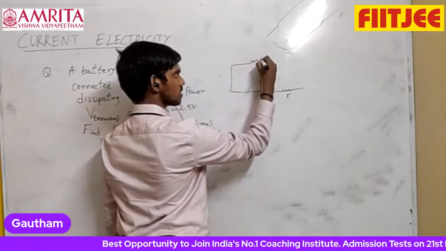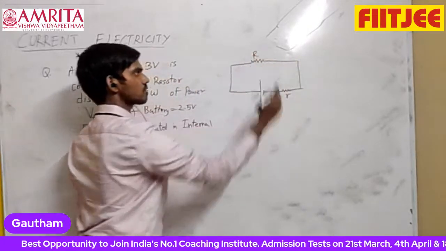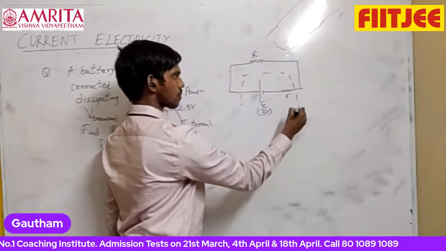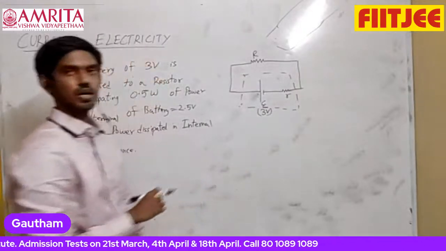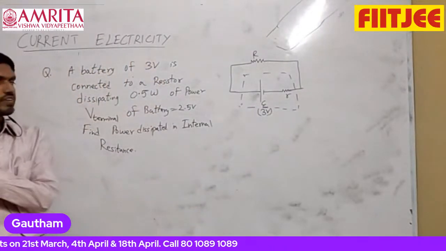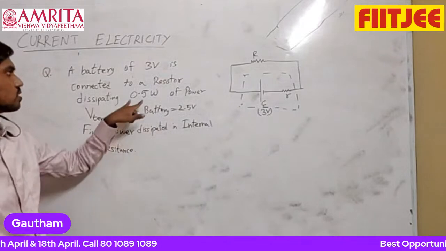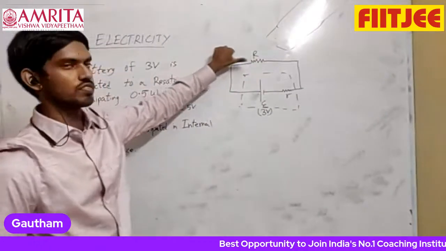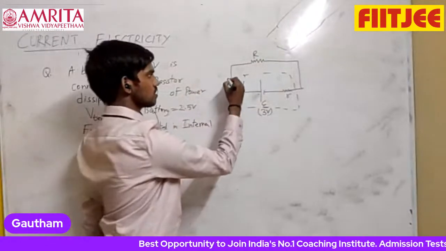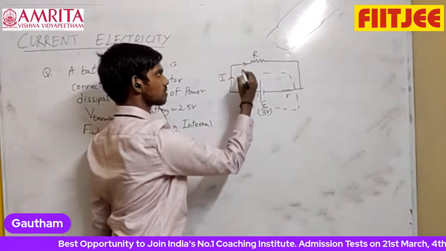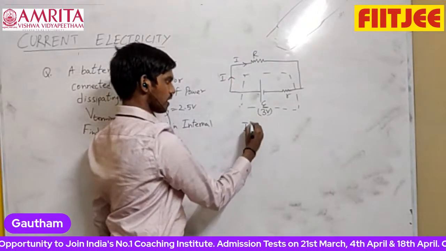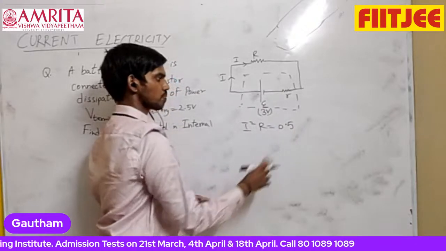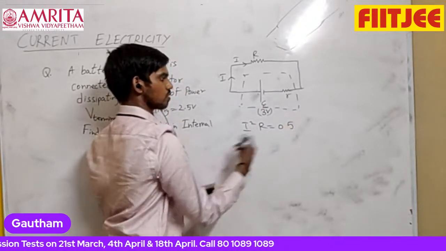It is connected to some external resistor, capital R. This is your battery. They are saying the battery has an EMF of 3 volts and is connected to a resistor. 0.5 watt is the power dissipated. That is the first information. Which means if some current I is coming from the battery, then I square R is equal to 0.5 watts in SI units.